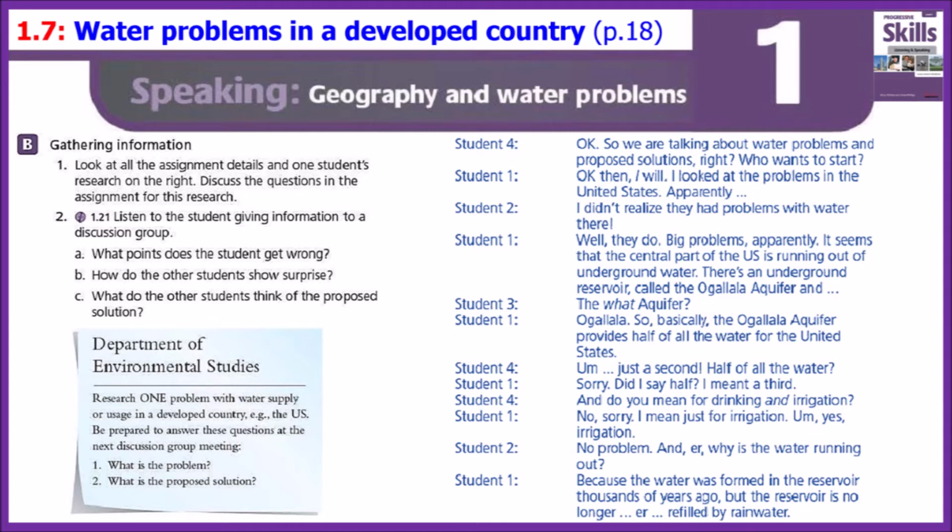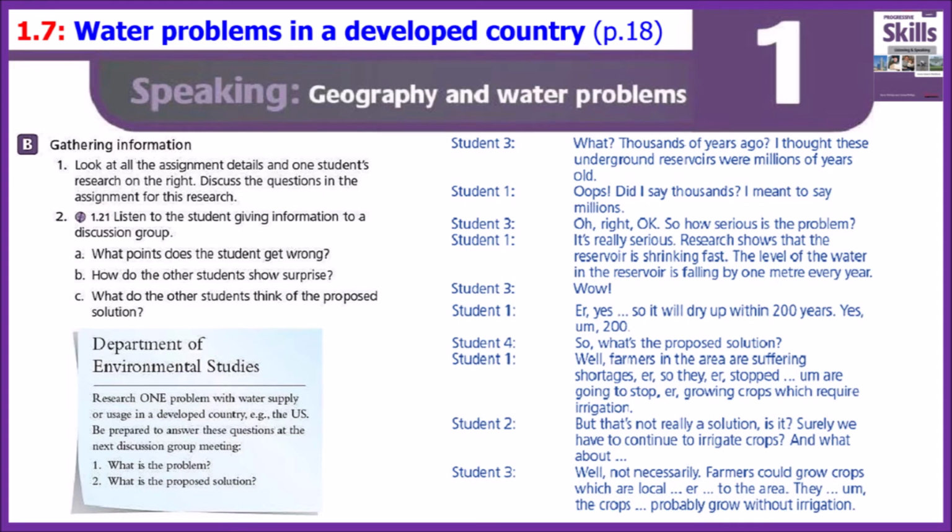Yes, irrigation. And why is the water running out? Because the water was formed in the reservoir thousands of years ago, but the reservoir is no longer refilled by rainwater. What? Thousands of years ago? I thought these underground reservoirs were millions of years old. Oops, did I say thousands? I meant to say millions. Oh, right, OK. So how serious is the problem?